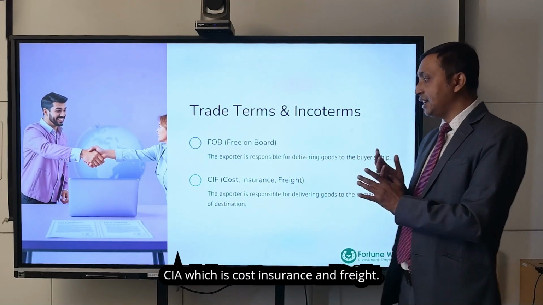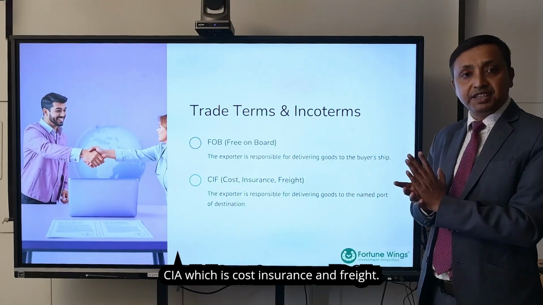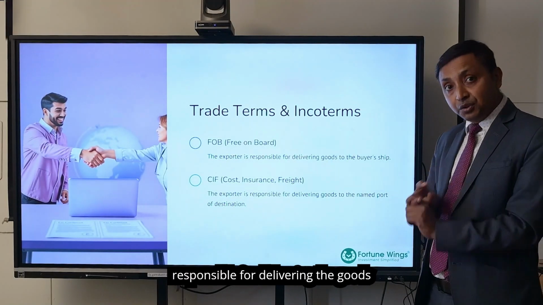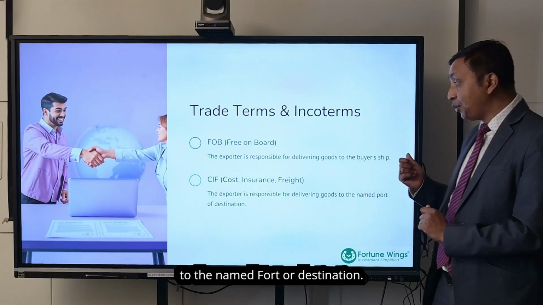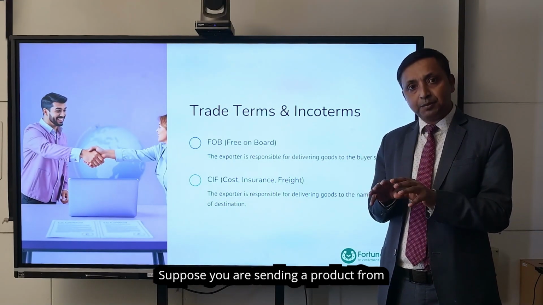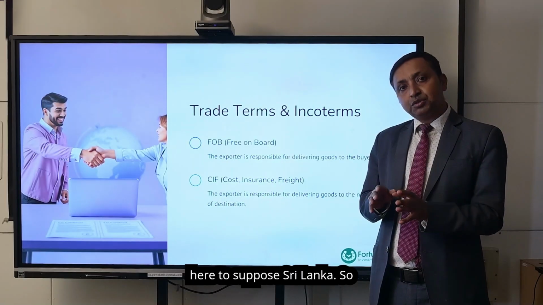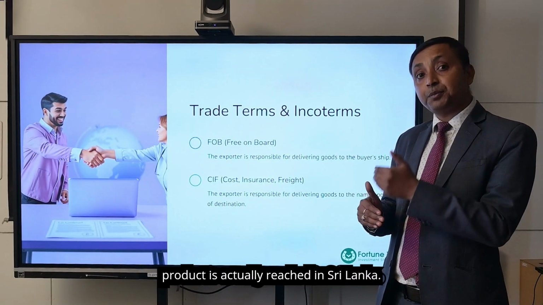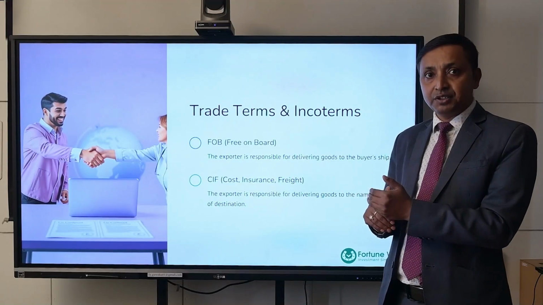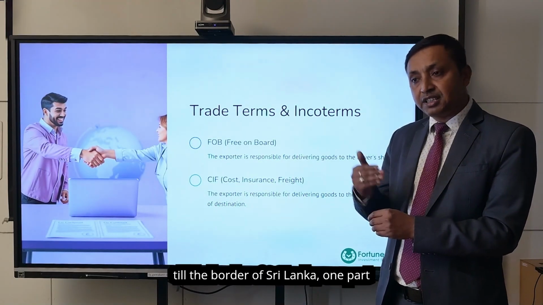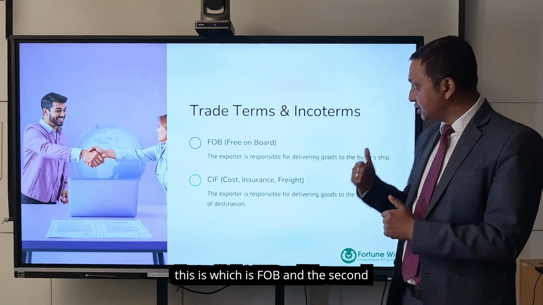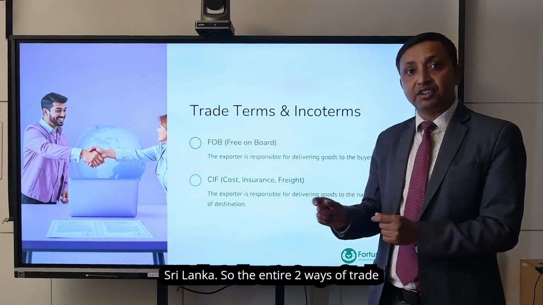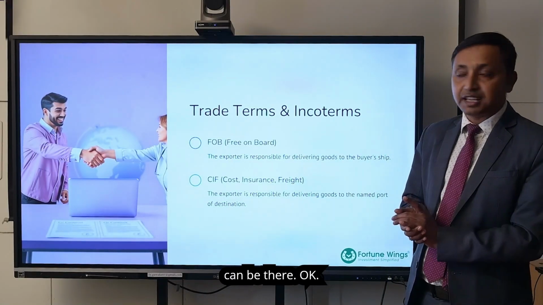Another part is CIF, which is cost, insurance and freight. In this, the exporter is responsible for delivering the goods to the named port or destination. Suppose you are sending a product from here to Sri Lanka. Your job will end when the product has actually reached Sri Lanka. So they are the two things: either you reach till the border of Sri Lanka, which is FOB, or the second option, when the product reaches Sri Lanka. So there are two ways of trade.